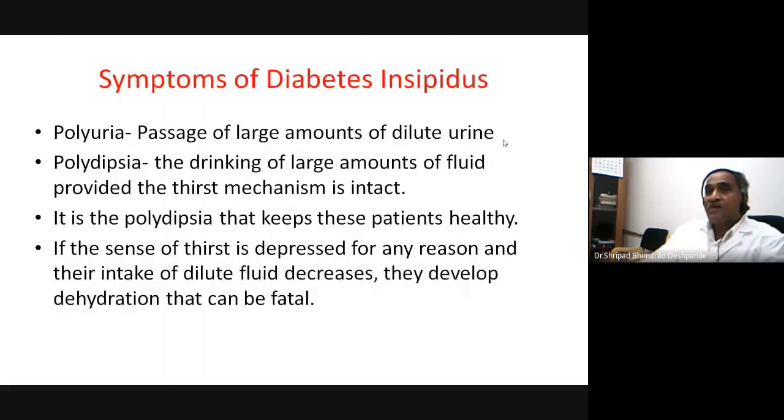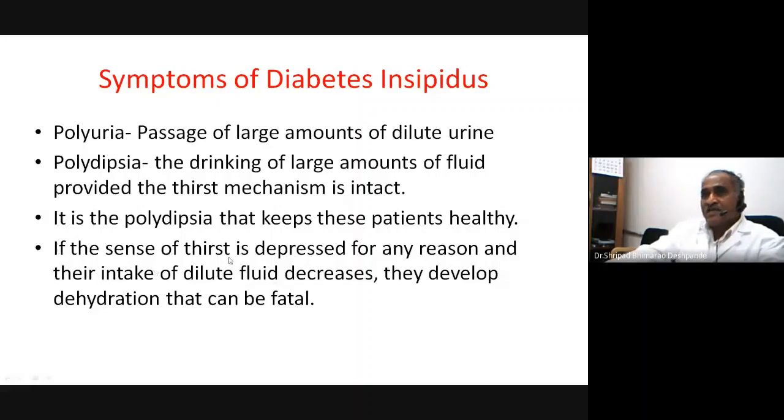Now it is associated with polydipsia. Polydipsia is increased drinking of a large amount, because the urine water is lost. He keeps on drinking water because the thirst mechanism is activated. So polydipsia comes in. Because of the polydipsia, the water loss is balanced. Suppose a person is going often and passing a large amount of urine, and he's coming and drinking. So this is in balance.